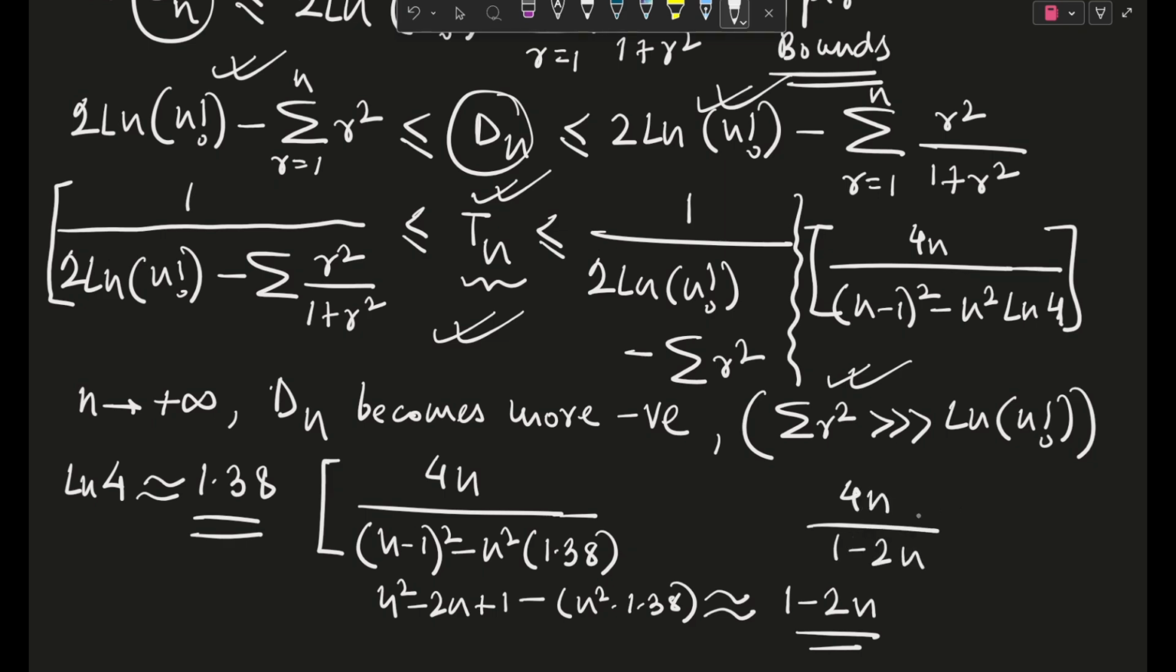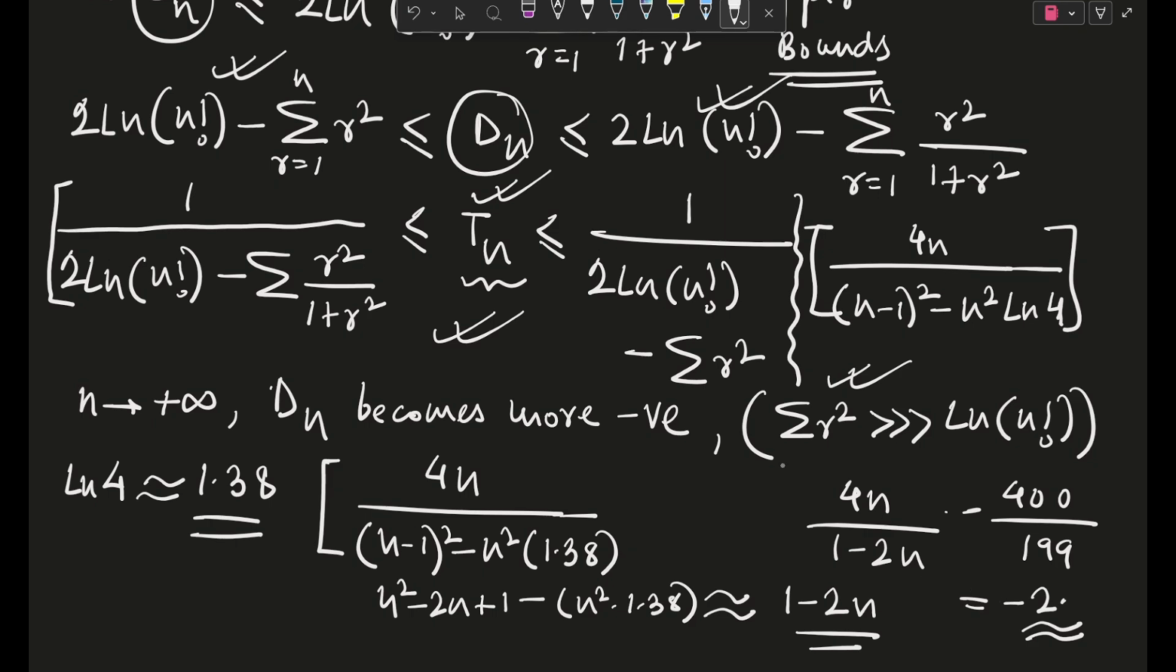Now, when our n keeps on increasing, you can understand that the denominator will become negative. But although it will become negative, 4n is also dominating here. For example, if I consider a random value, say I take n as 100, then this will be 400 by 1 minus 200, so 200 minus 1, 199. This is approximately minus 2 point something. So you can understand that the value is not very much.